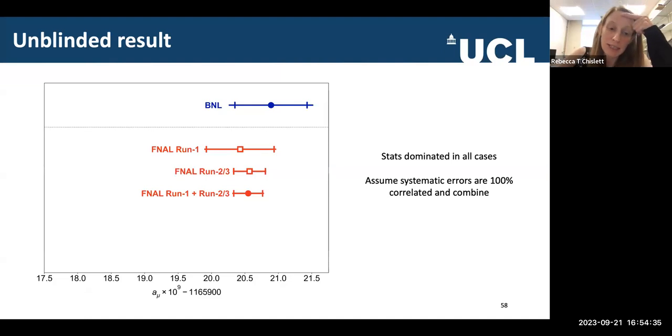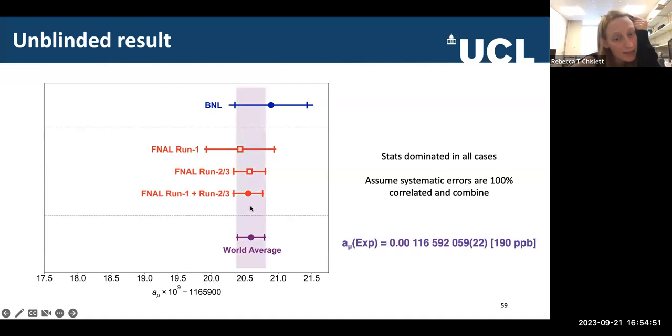Because these are dominated by statistics, we can assume that the systematic errors are 100% correlated, so we can combine these results from run 1 and runs 2 and 3 to get the point on the bottom here. And then additionally, we can combine this with Brookhaven, and this is the final world average that we end up with, which is dominated by the run 2, 3 measurement.